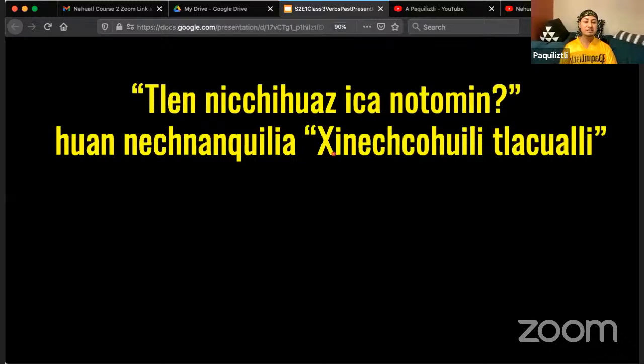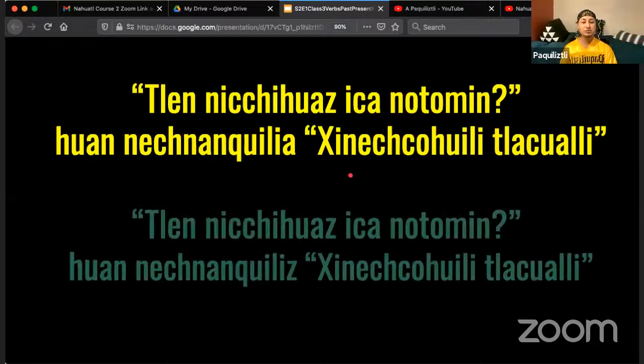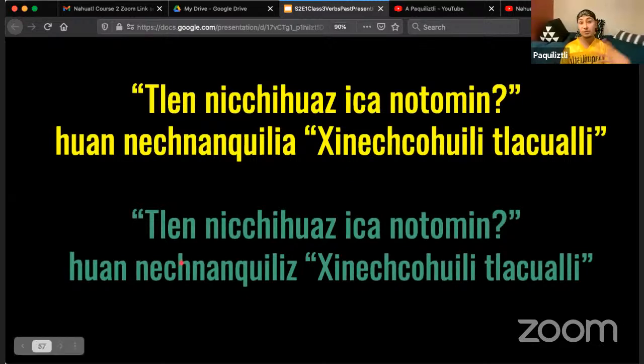Notice you would not change this shinechkowili, because this shinechkowili is a command and you're saying do this, right? But you can't say do this, but in the future, right? So we would say, Tlenikchiwas, what will I do with my money? Ikanotomin. Nechnanquilis, and she will respond, Shinechkowili tlacuali, buy me food.